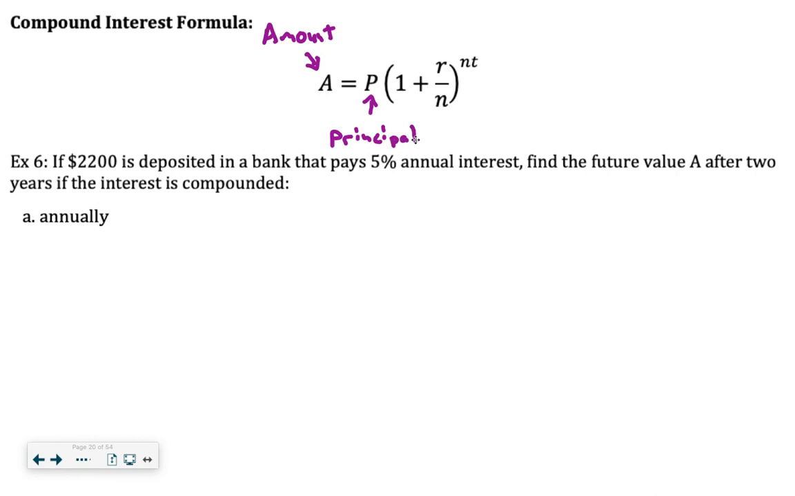R is again the rate. N actually shows up twice in this formula. This is the number of times we're compounding per year. And then T, time, is the number of years.